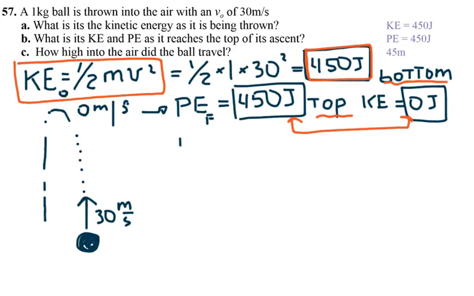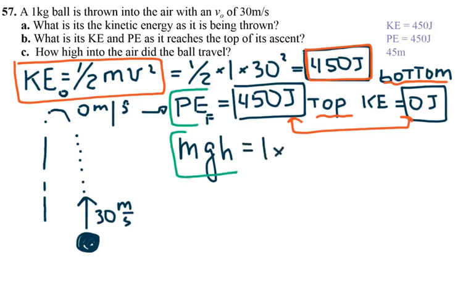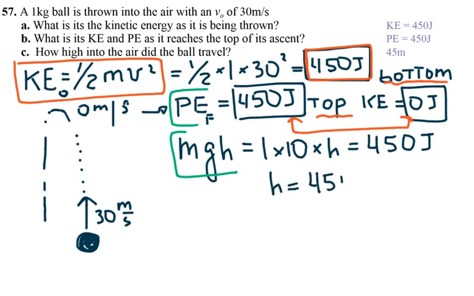Well, the potential energy is mgh. So your potential energy is mgh, which equals mass times g times height, and we just found that it equals 450 joules. Then the height that it goes to is 45 meters. Again, nice way to use conservation of energy.